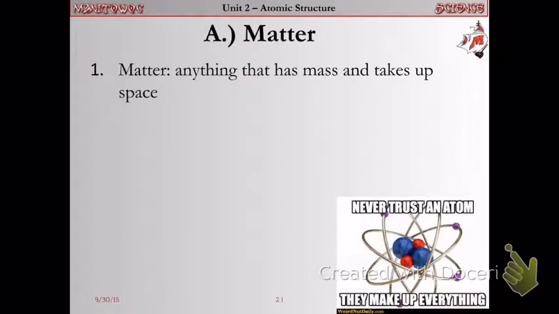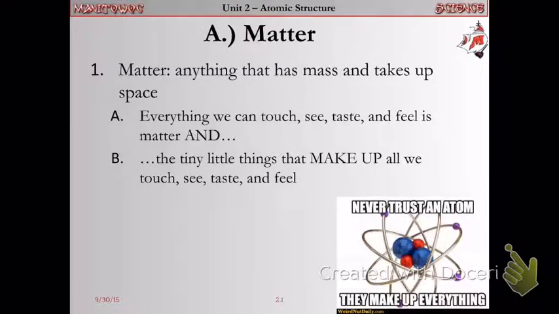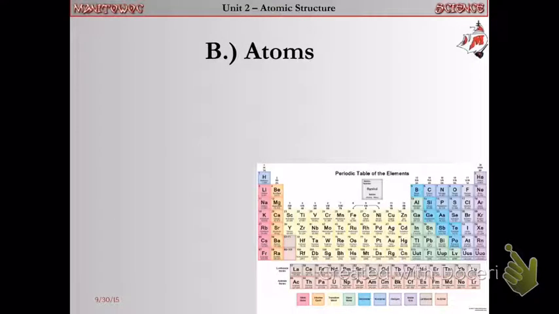Just to redefine matter for a second, it's anything that has mass and takes up space. That pretty much encompasses everything we can touch, see, taste, and feel. We also need to understand that the tiny little things that make up matter are also matter. These things are called atoms, as we discussed in class and as you know from previous courses. A definition we'll get down in the books is that atoms are the building blocks of matter. They're what make matter.